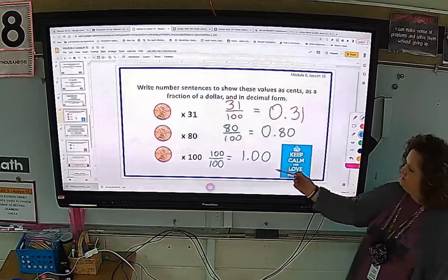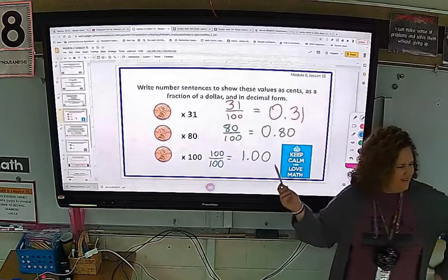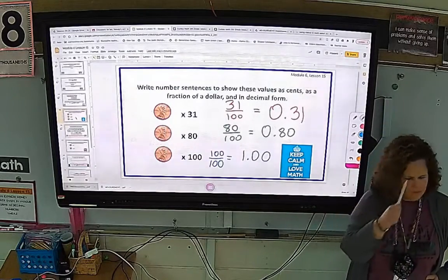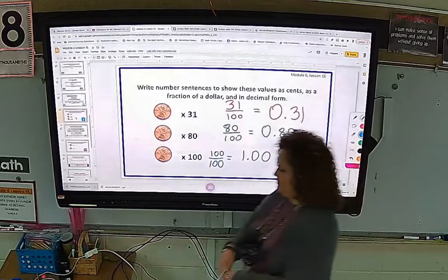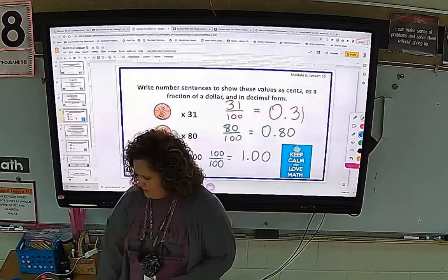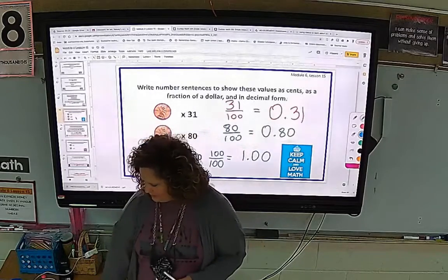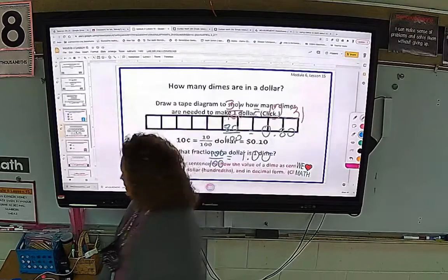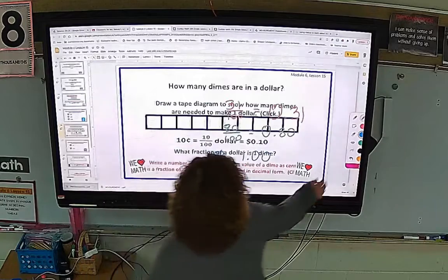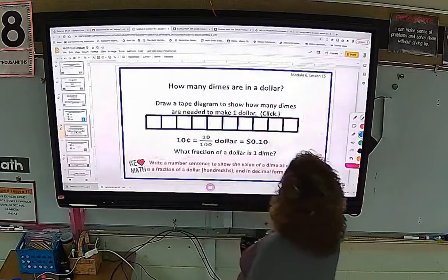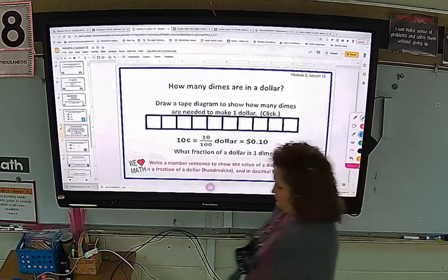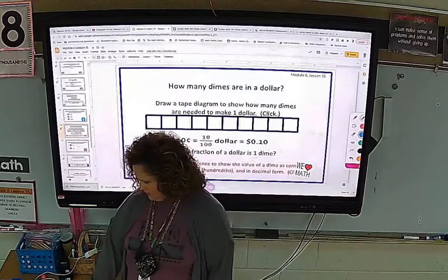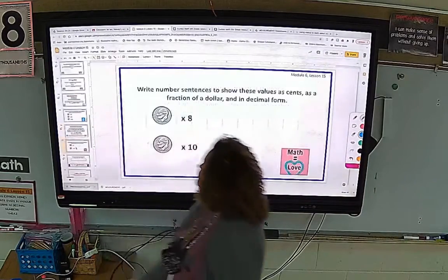Actually, well, anyway. I was fixing to tell you something about the dollar. It just left me. That's okay. All right, I think I messed this slide up. Let me see. All right, we're going to jump over the tape diagram today and go right here.